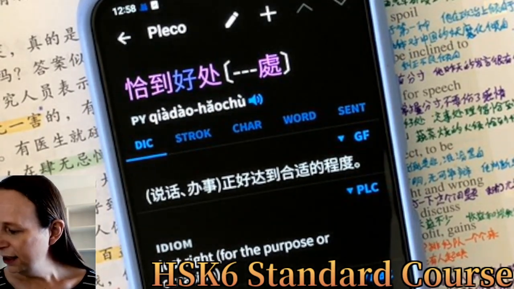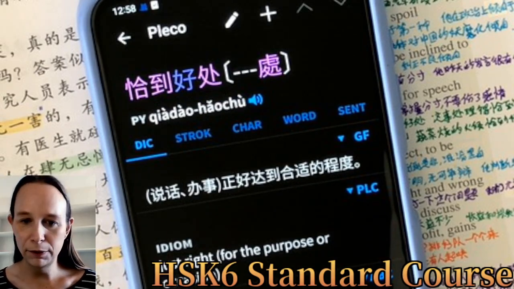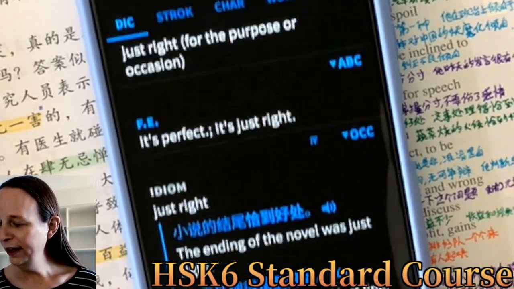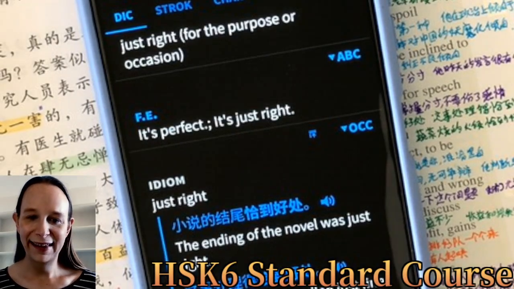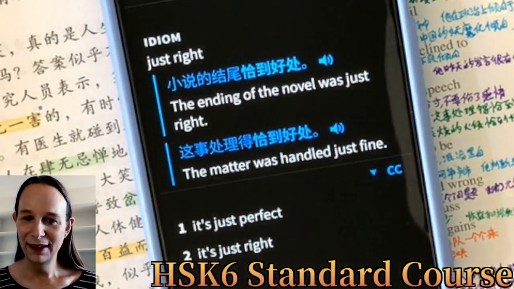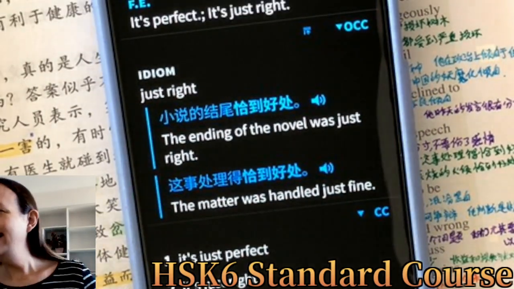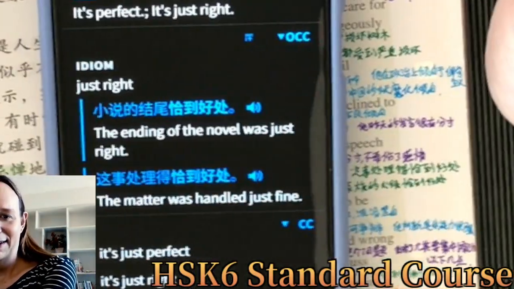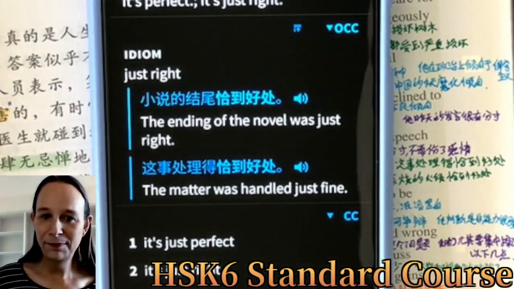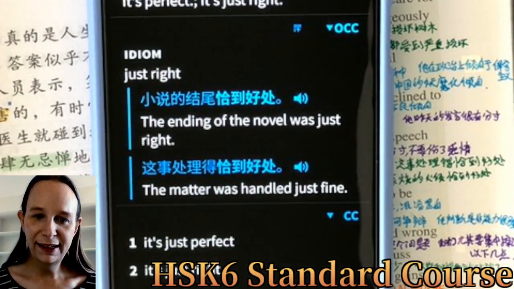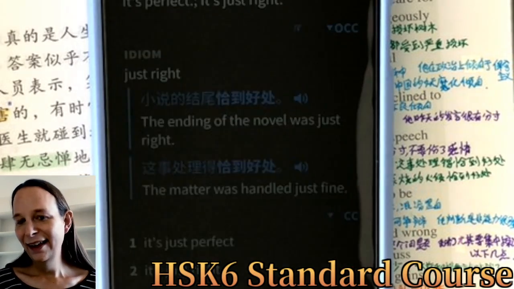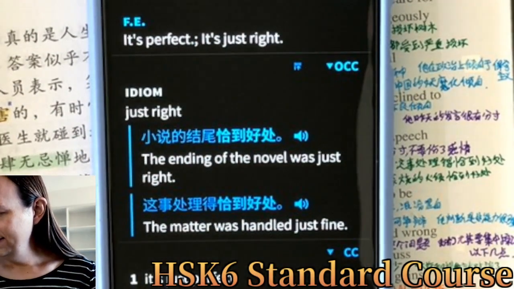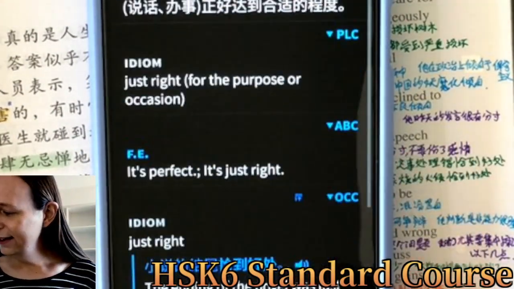优化办事. 正好达到合适的程度. Yeah, just right. 小说的结尾,恰到好处. So the ending of the novel was just right. Sorry. Why is it on an angle? I need to line everything up. 这是处理的恰到好处. Yeah, that's all it really is.